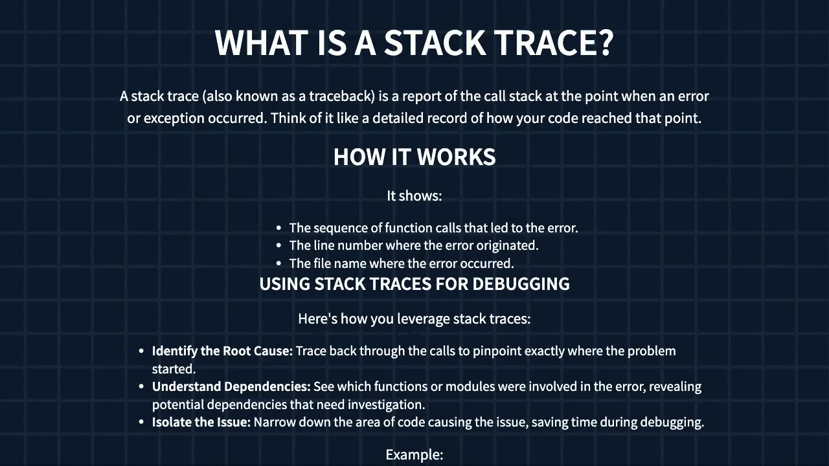Okay, let's talk about stack traces. A stack trace is essentially a detailed log of how your code got to the point where an error occurred. It's like a timeline showing every function call that led up to the problem. It tells you exactly which functions were involved and shows you the line number where things went wrong. So it's incredibly helpful for figuring out the root cause of the issue.